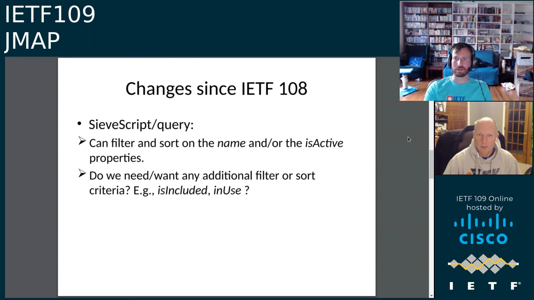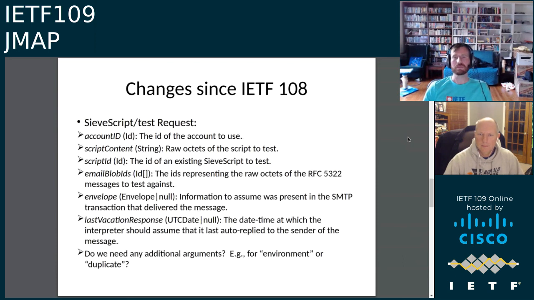Okay, next slide, please. And so here, this is the biggest addition since IETF 108. We've added a new test method. The request looks as you see there. Obviously, there's an account ID. The client specifies the script either with script content, which is just the raw octets, or an ID of an existing script that's already on the server.